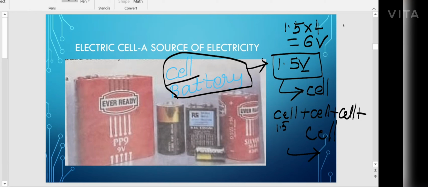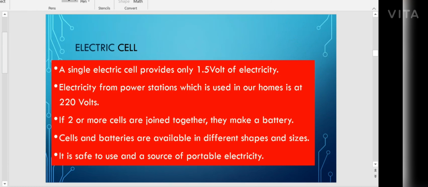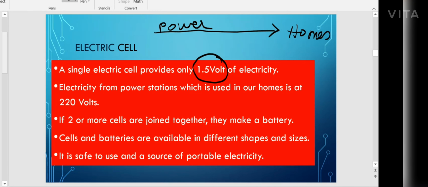That also contains the chemicals stored inside and is connected to the positive and negative terminal. And what is an electric cell? An electric cell, I told you, has a minimum capacity of 1.5 voltage. And from the power station to our homes, what is the capacity, or how much electric charge is discharged or passed or received?